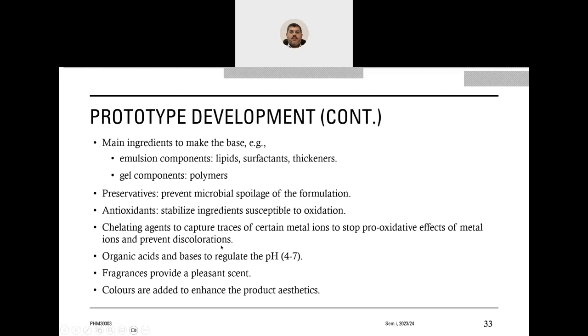We can add organic acids in order to regulate the pH, and the appropriate pH for skin preparations is usually from 4 to 7. Fragrances can be added to give a pleasant scent or odor to the formulation. Colors also may be added to enhance the product aesthetics, the appearance or the look of the product.